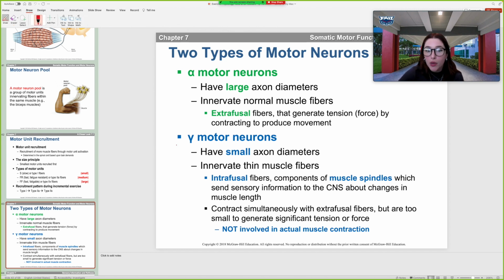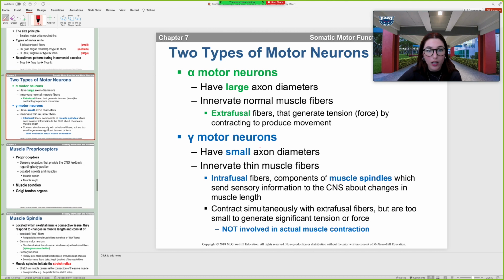Now, gamma motor neurons, okay, these are going to be involved with some of our sensory information, and I'll get into it a little bit more in a couple slides, but just to give you the overview. So gamma motor neurons have small axon diameters, and they innervate what's called intrafusal fibers, okay, so these are another type of muscle fibers, right? The extrafusal fibers are just the regular muscle contraction fibers. Intrafusal fibers are part of this thing called our muscle spindle, okay? It's a sensory structure, okay? And we're going to talk about that in a second.